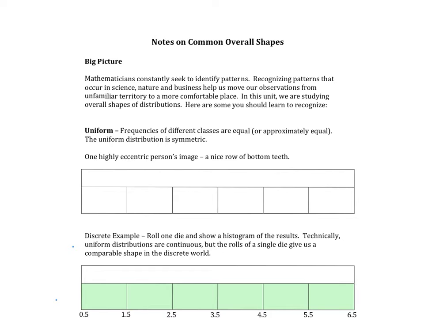And one image you might use to remember what a uniform distribution is a perfectly aligned row of bottom teeth. It's one highly eccentric person's image. So if you imagine this graph here as a row of bottom teeth or a picket fence, something where the heights of each bar in the histogram are the same height. This would be called a uniform distribution.